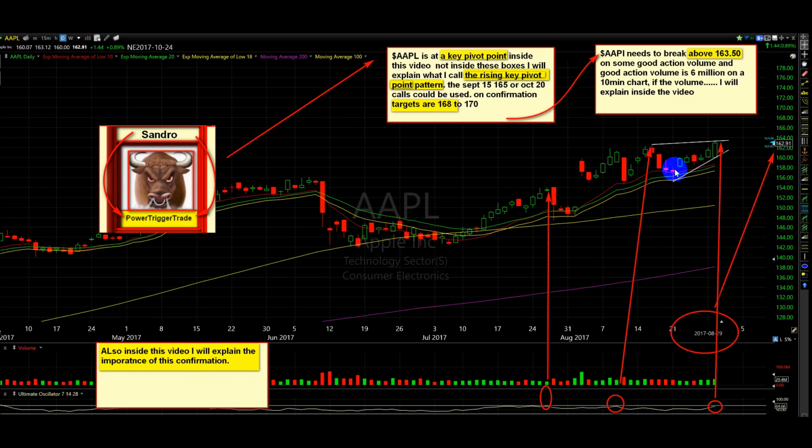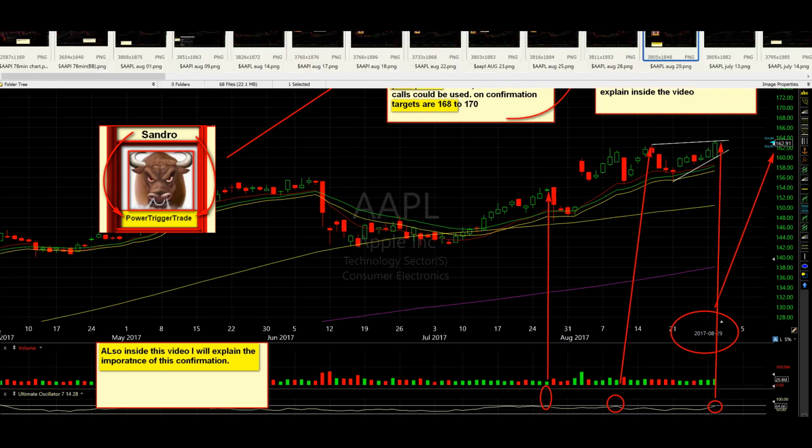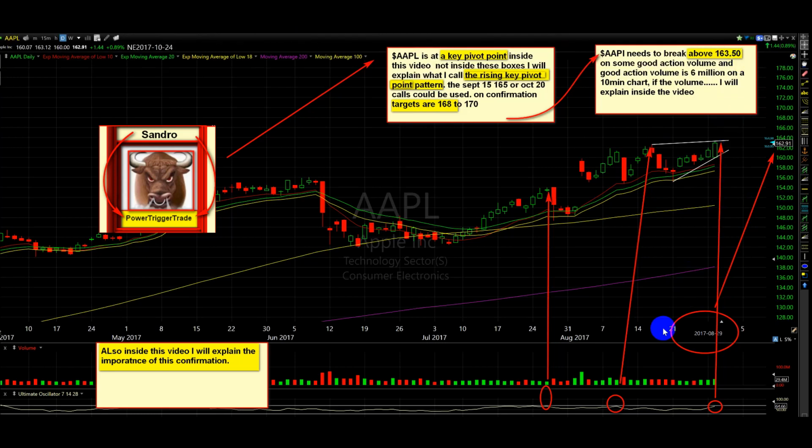You see this gap that I'm talking about? Well, if we don't confirm, there's a good chance they test this. The question is, are we going to confirm? Are we going to go higher to test 168 to 170, or are we going to fill these gaps and go lower instead of higher? And that, people, is the key. This is what's unique.